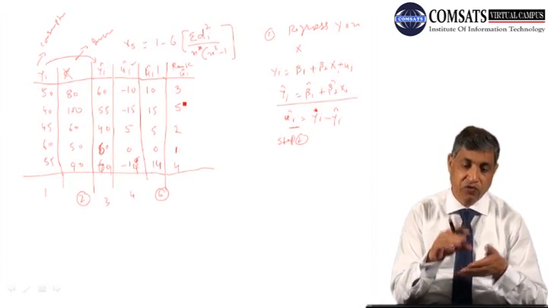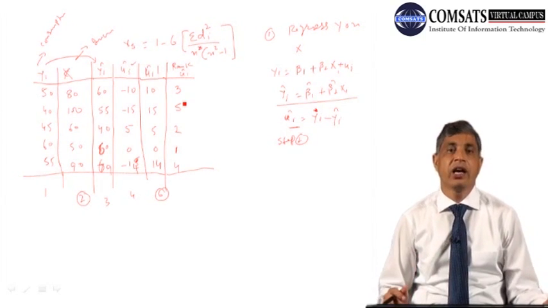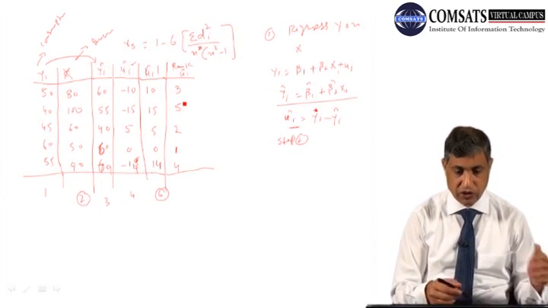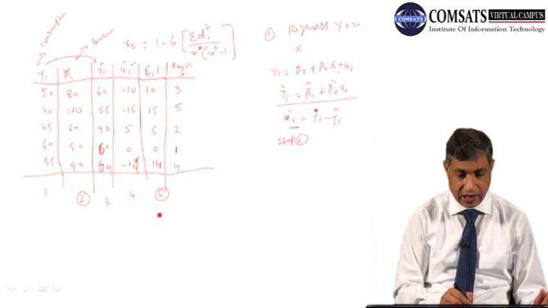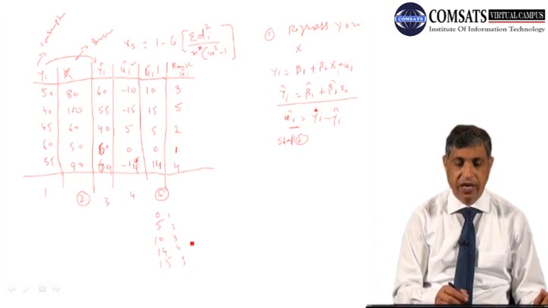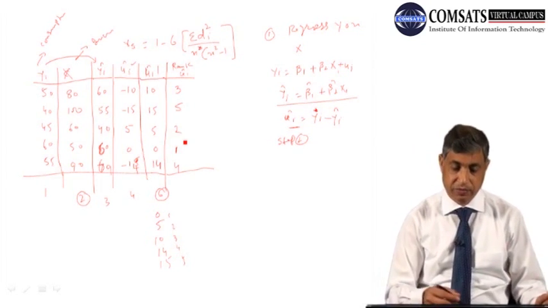I did not change the values of ui, I have ranked them. For example, if you write it in ascending order, it will become 0, 5, 10, 14 and 15. So look at this, 1, 2, 3, 4 and 5. Similar thing. But here there is some purpose.